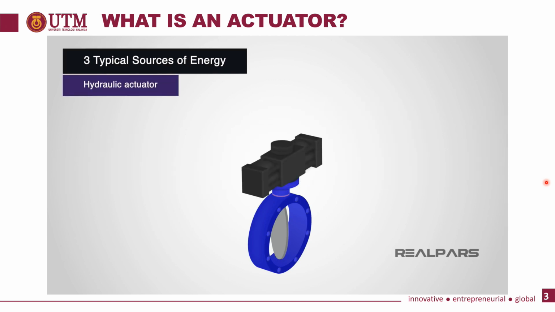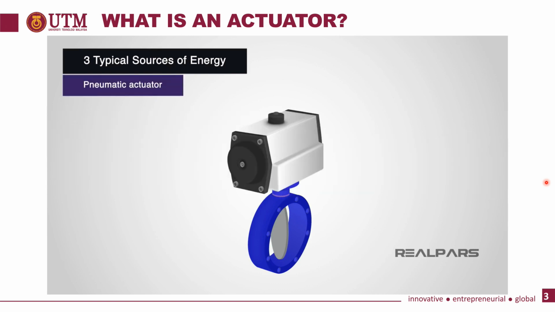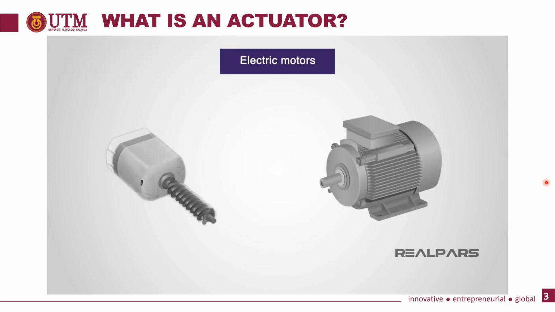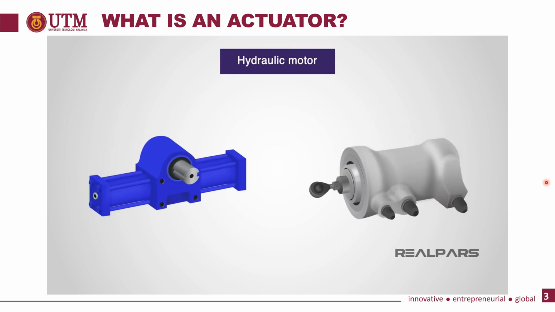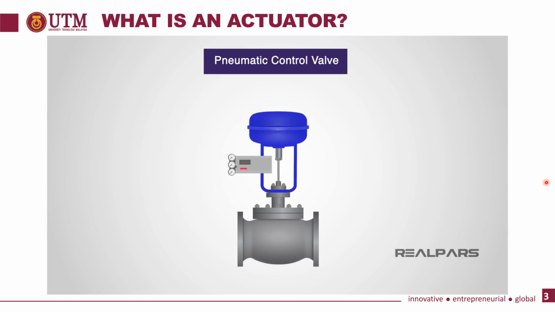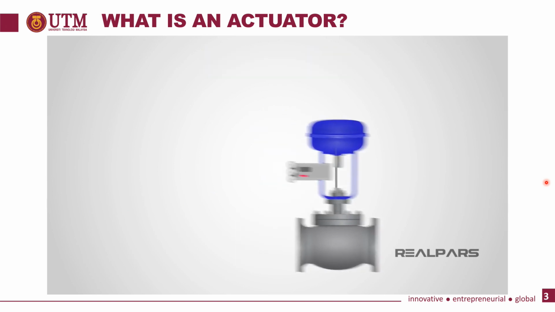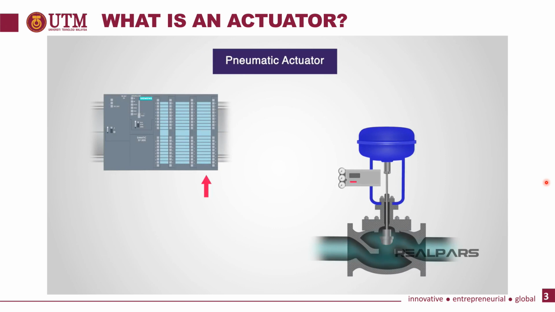Hydraulic actuators use a variety of liquids as a source of energy. Pneumatic actuators are operated by compressed air. Typical actuators in the industry include electric motors, hydraulic motors, and pneumatic control valves. Let's look at a typical pneumatic actuator in action. The PLC analog output card produces a 4 to 20 milliamp current to move the valve from fully open to fully closed. The 4 to 20 milliamp current will be converted to pneumatic pressure, which becomes the source of energy to operate the actuator.